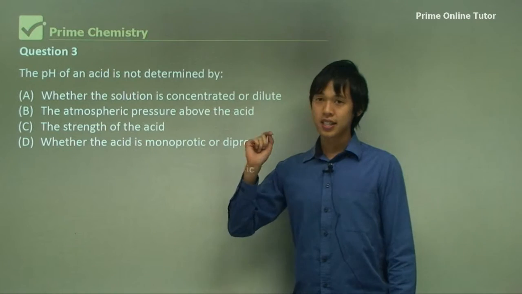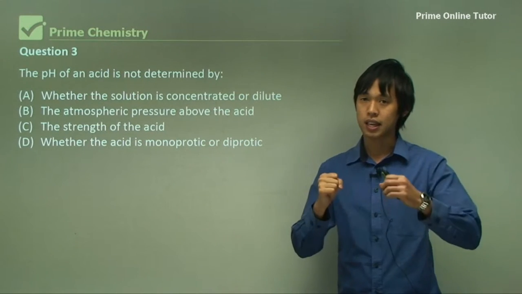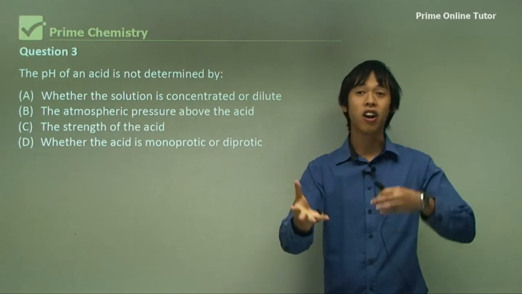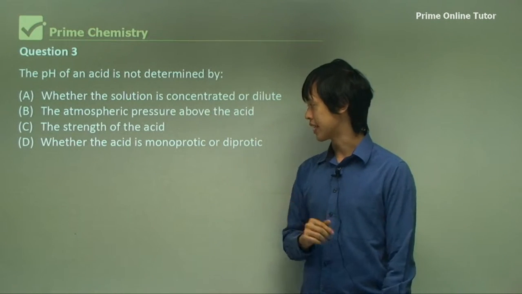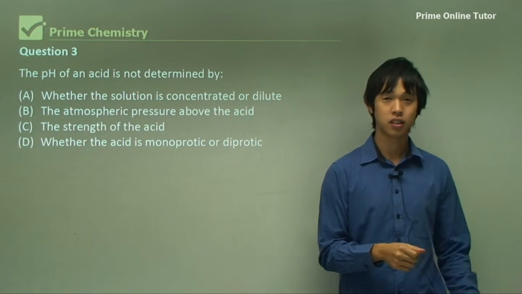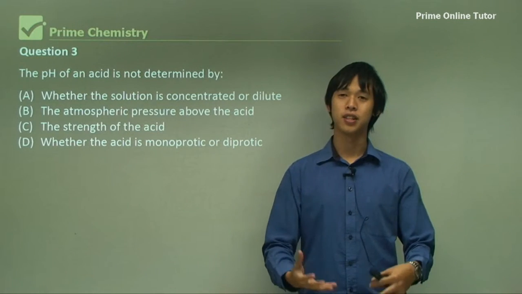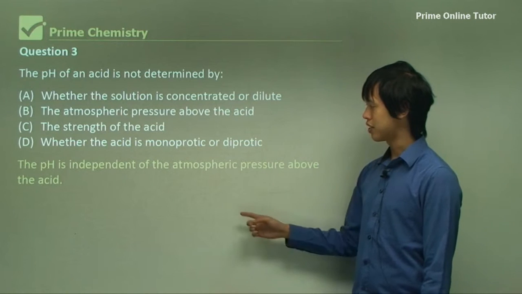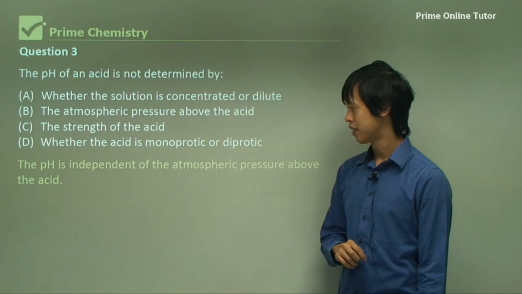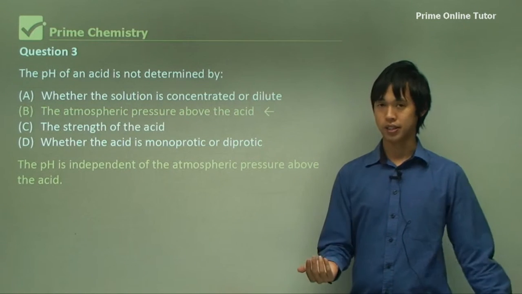The strength of the acid, again, that has to affect it because that's how many hydrogen ions we can get out of the acid we have in the solution. Or whether the acid is mono or diprotic. So that tells, again, how many hydrogen ions we can get out. So it's probably B. The pH is independent of the atmospheric pressure, and so B is the answer.